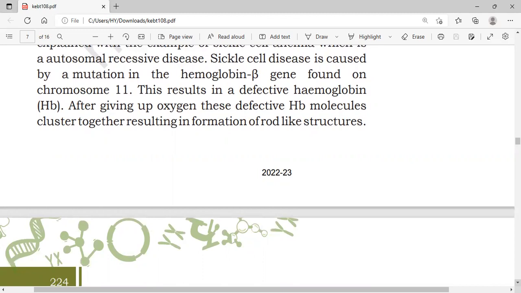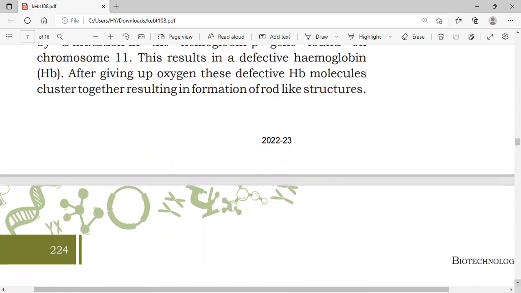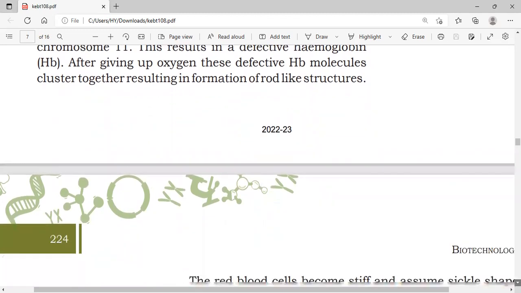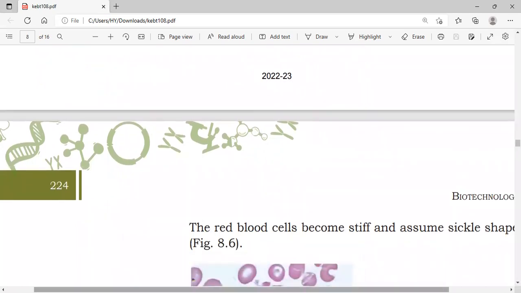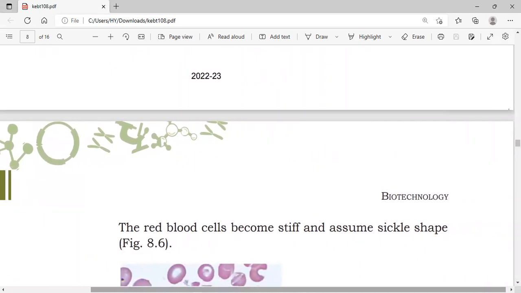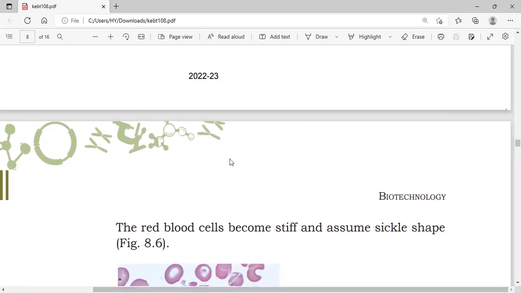This results in a defective hemoglobin, Hb. After giving up oxygen, these defective Hb molecules cluster together, resulting in the formation of rod-like structures. The red blood cells become stiff and assume sickle cell shape. Red blood cells sickle cell anemia के sickle shape हो जाते हैं.